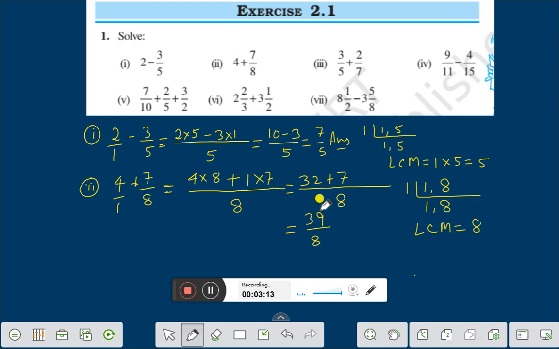Now, since the numerator is greater, you can also change it into a mixed fraction. Let us take 7 by 5, divide 7 by 5. That comes to 5 into 1 is 5, 7 minus 5 is 2. That is 1 whole 2 by 5. And it can also be written as 7 by 5 is equal to 1 whole 2 by 5. This is the answer.